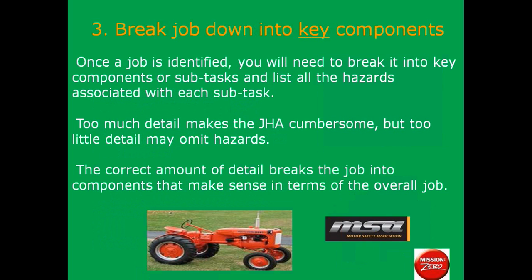So once we've done that, we can break the job down into key components. Generally, it's good to limit the number of components to 10 or less. If you have too much detail, the JHA becomes cumbersome. It's quite long, but too little may omit some of the hazards, or you may miss it. So just be aware of that, so you utilize the correct amount of components so that we have an overall sense of the job, so that someone reading it would have a good understanding of the process involved when we break the job into key components.